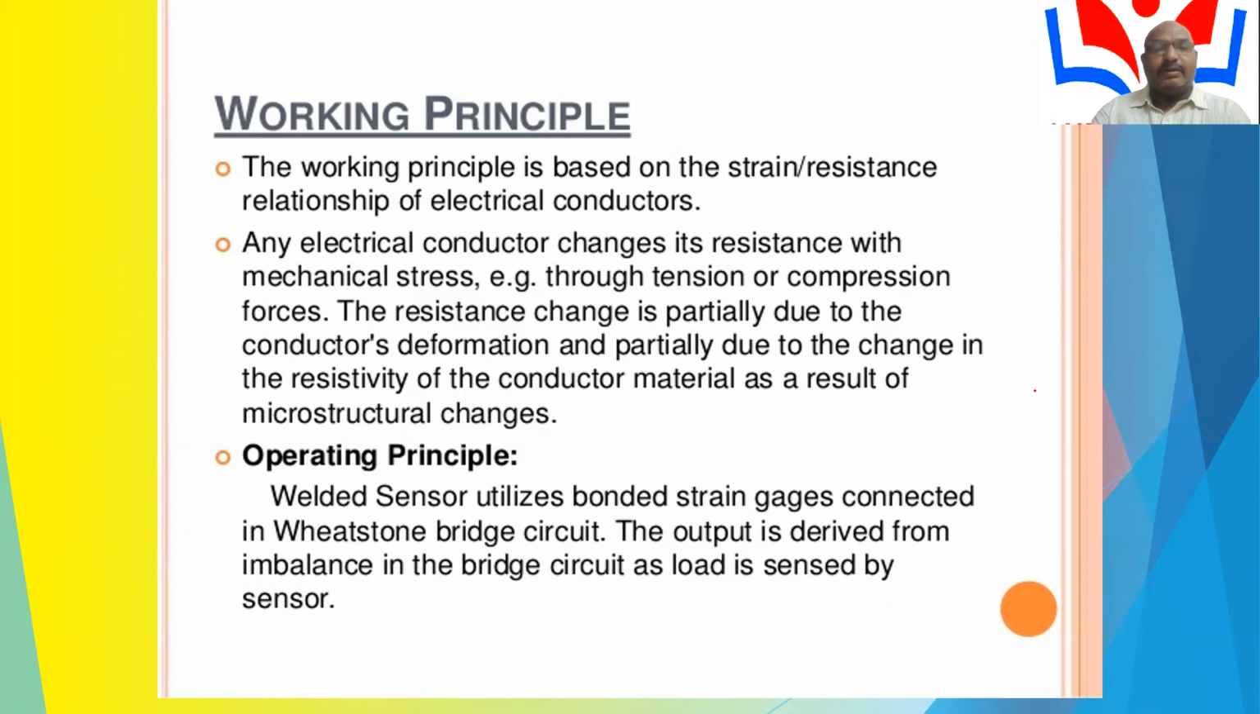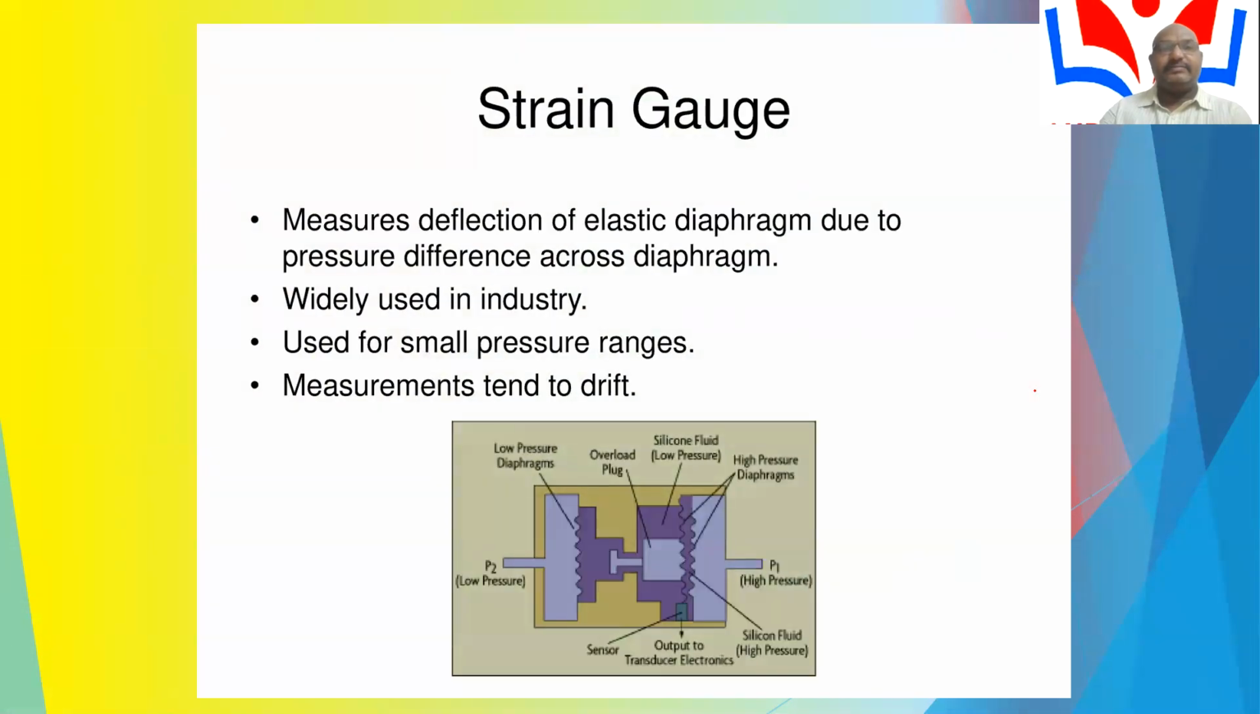The operating principle: the sensor utilizes bonded strain gauges connected in a Wheatstone bridge circuit. The output is derived from the imbalance in the bridge circuit as load is sensed by the sensors. The strain gauges measure deflection of an elastic diaphragm due to pressure difference across the diaphragm. They are widely used in industries and for pressure ranges and measurements, though they tend to drift.